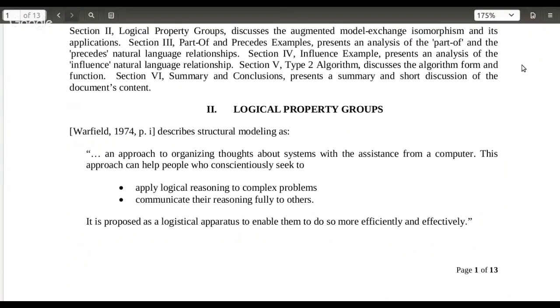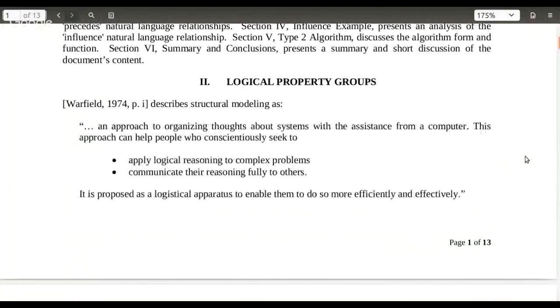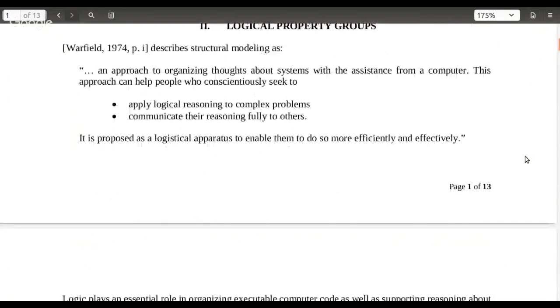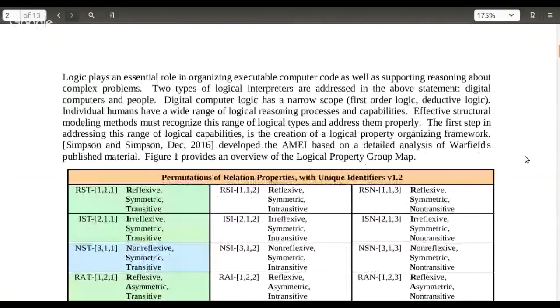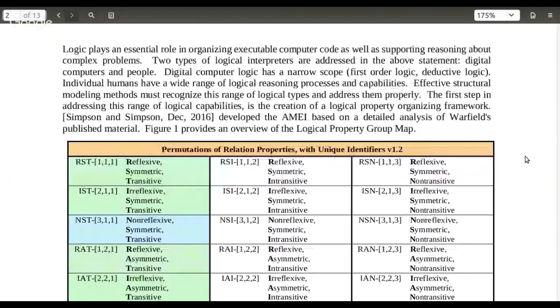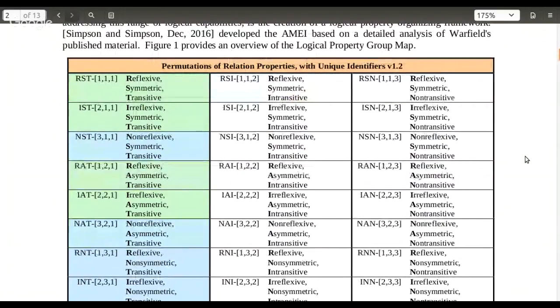We are handicapped, though, by the fact that the software was closed source. So we just had to infer the operation from black box testing and analysis of the software. And so what we did, looking at Warfield's publications in his literature, was identify the logical relationship groups that he addressed.